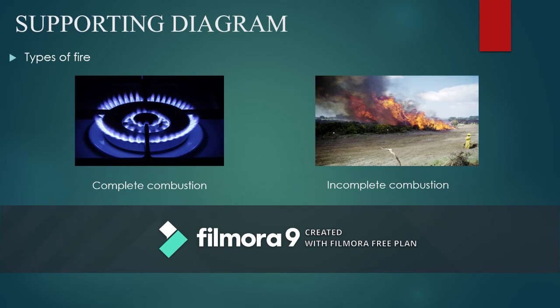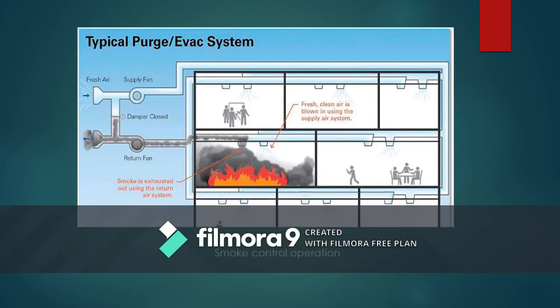Okay, next is smoke control operation. This is one of the diagrams that we have found, and it shows that fresh clean air is blown in using the supply air system, while smoke is exhausted out using the return air system.